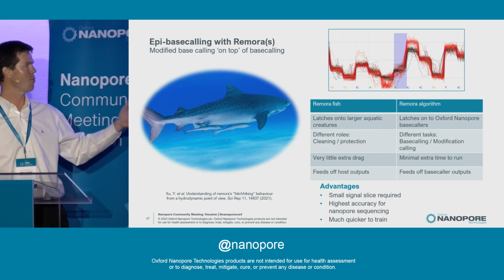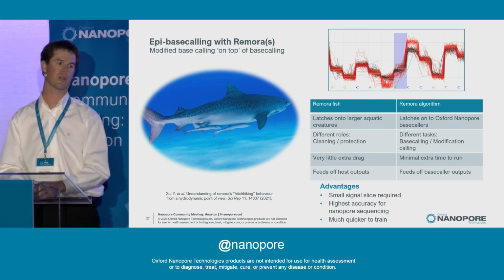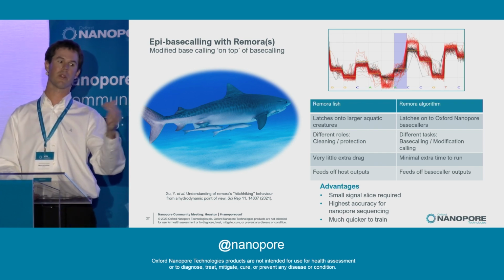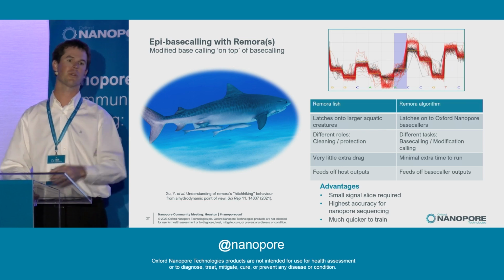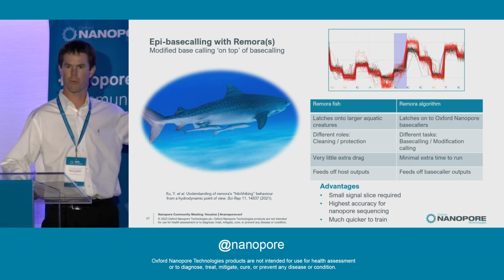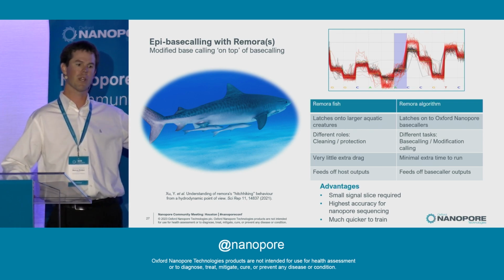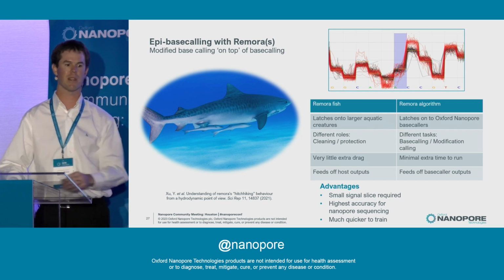We have Remora as the style of models that we've chosen, which is modified bases on top of base calling. That means we run the base caller through, and then you predict the modified bases on top. At the top here, I'm showing you a squiggle, the raw signal traces, and what you're looking for are these signal deflections between the canonical reads in black and modified bases in red there.